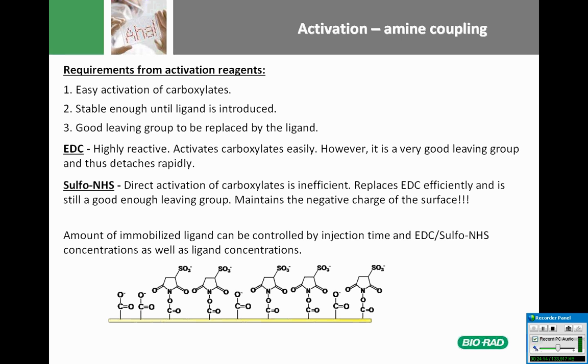So activation is done using a mixture of EDC and sulfo-NHS. It's a well-known chemistry of amine coupling. So a mixture of EDC and sulfo-NHS is first injected over the chemical layer to activate the carboxyl groups. And the advantage of using sulfo-NHS is that it maintains the negative charge of the layer to attract the ligand.